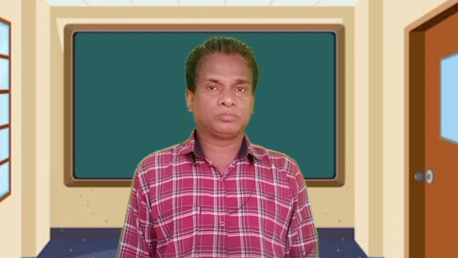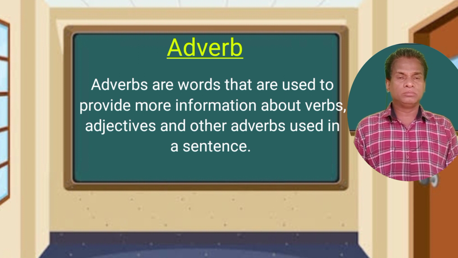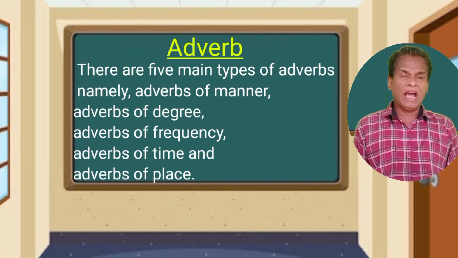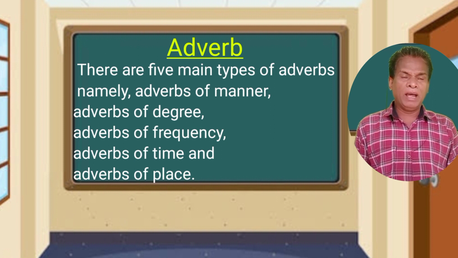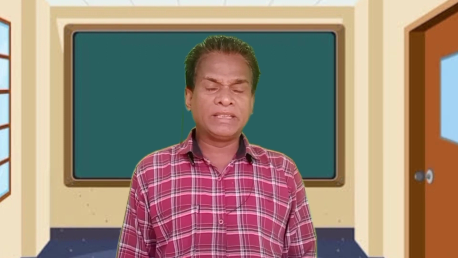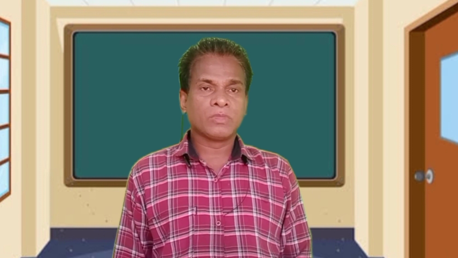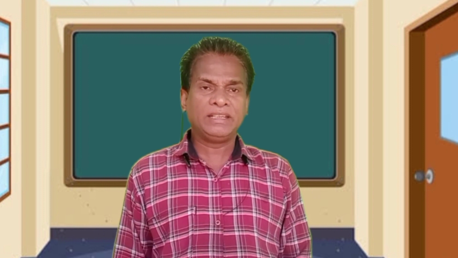Adverbs are words that are used to provide more information about verbs, adjectives, and other adverbs used in a sentence. There are mainly 5 types of adverbs, namely adverbs of manner, adverbs of degree, adverbs of frequency, adverbs of time, and adverbs of place. Some examples of adverbs are today, quickly, randomly, early, 10 am, etc.